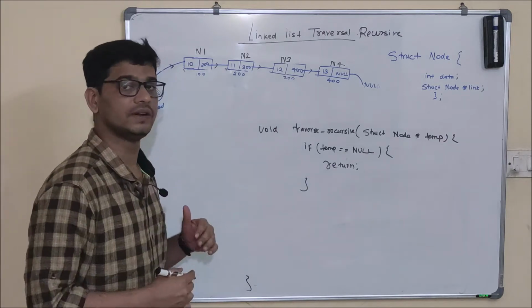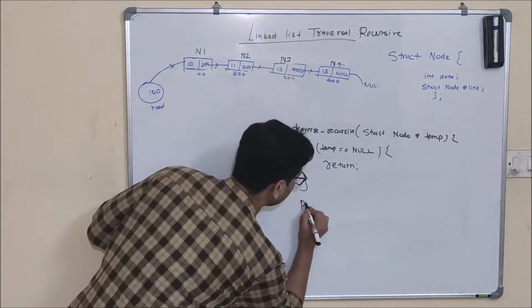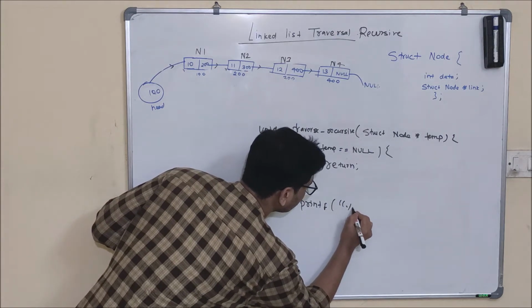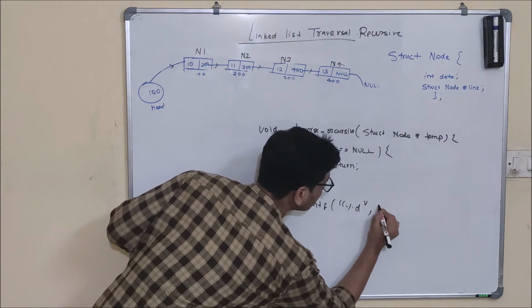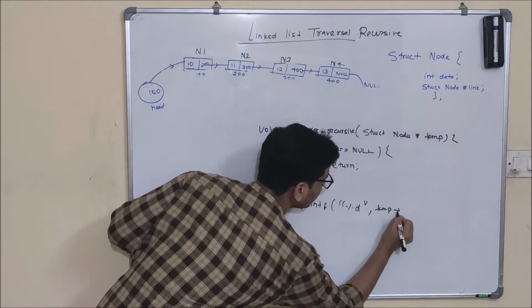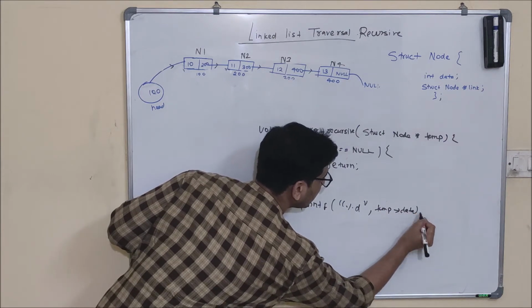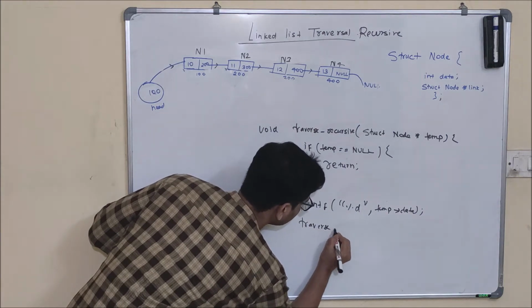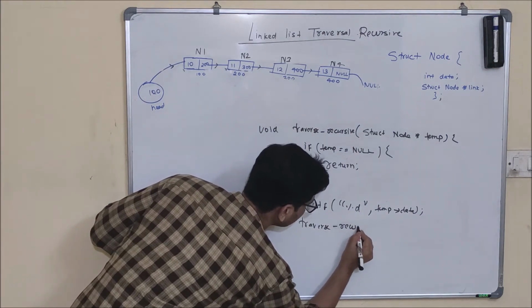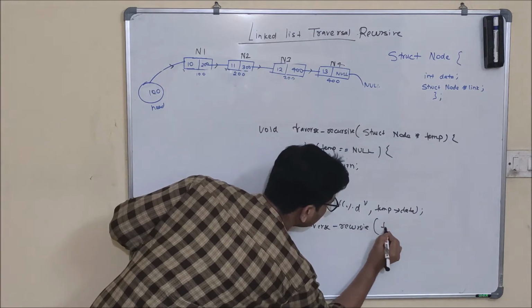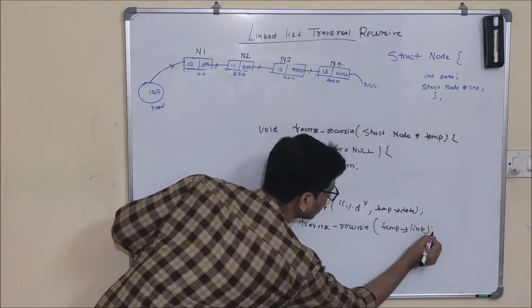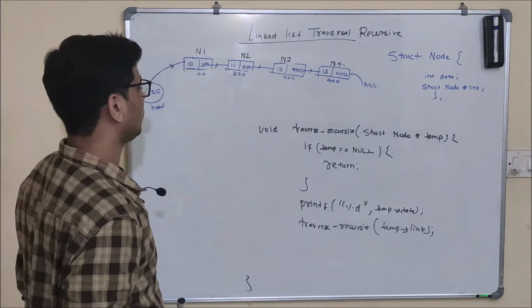Otherwise, the linked list will have some data to print, and what we are going to do is print the data part first. printf percentage d, then temp dot data, and in the next line we will make a recursive call to traverse recursive temp dot link. Now see how this program will work.